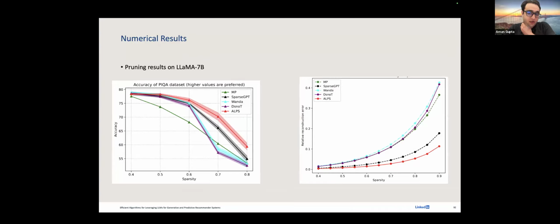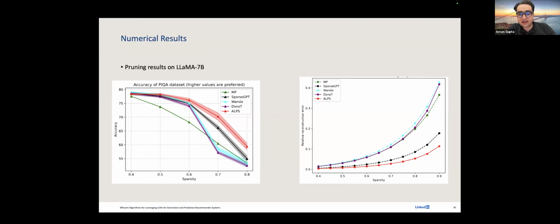Let's also get some numerical results and some intuition around this. Here I'm showing some results for the Llama 7B model. On the left, we have the zero-shot accuracy on the PIQA dataset. And on the right-hand side, we have the actual layer-wise pruning reconstruction error. We're varying the value of sparsity. As we increase the sparsity, the layer-wise error starts to increase, and at the same time, the zero-shot quality starts to drop, which makes sense. We're pruning more, we're changing the network more, so it is expected.